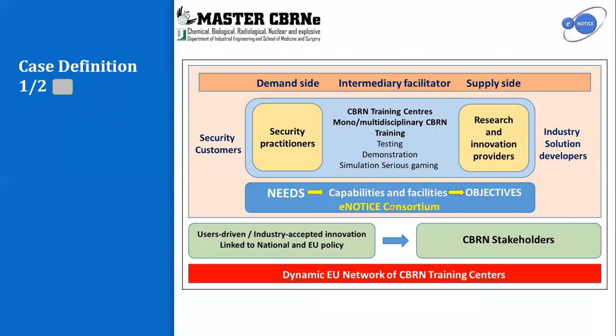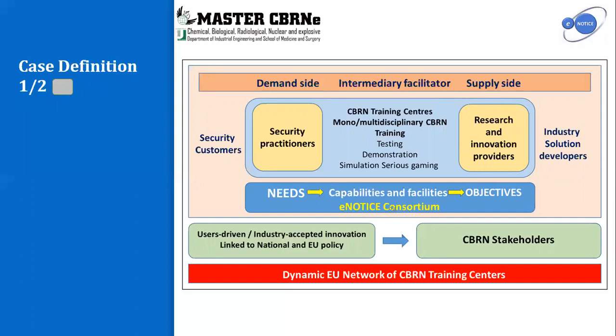So the first step, case definition. After, of course, the initial identification of basic characteristics of the training center network. The case definition started from the architecture of the network. So the eNOTICE network has been described, as you can see here in a chart.